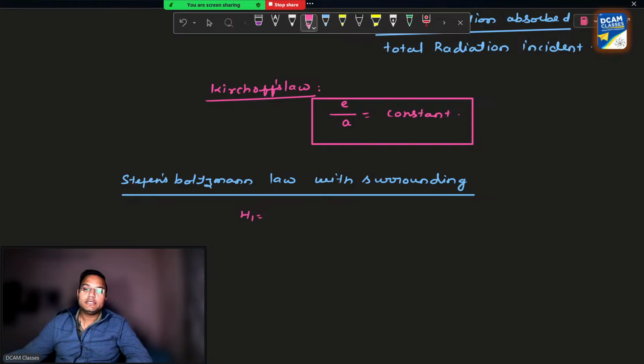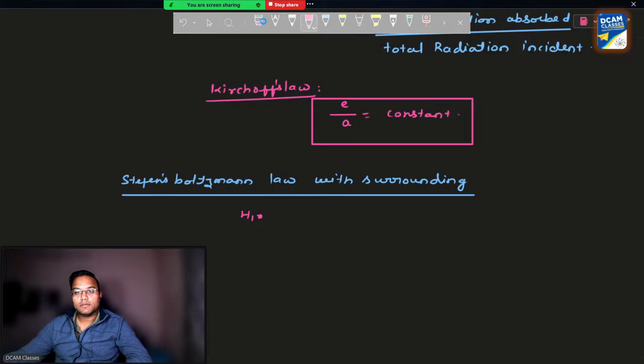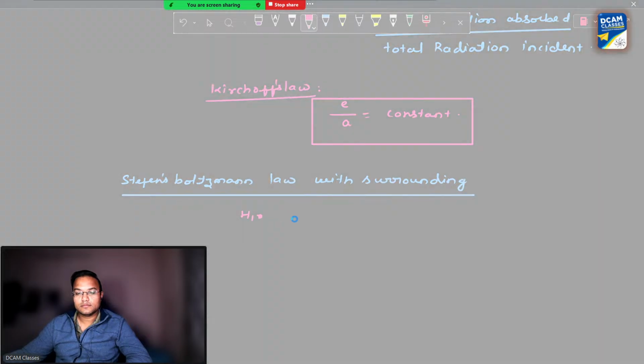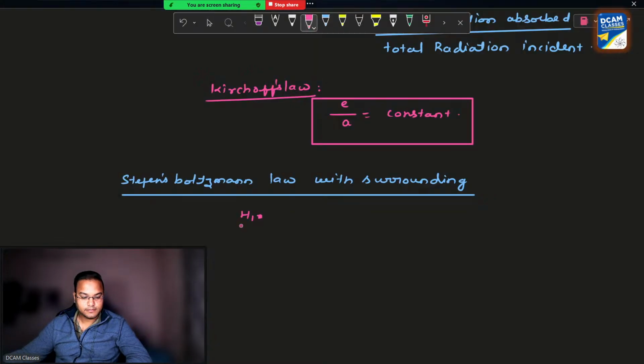When surrounding is there, the law is H is equal to E A sigma, T power 4 minus T naught power 4.